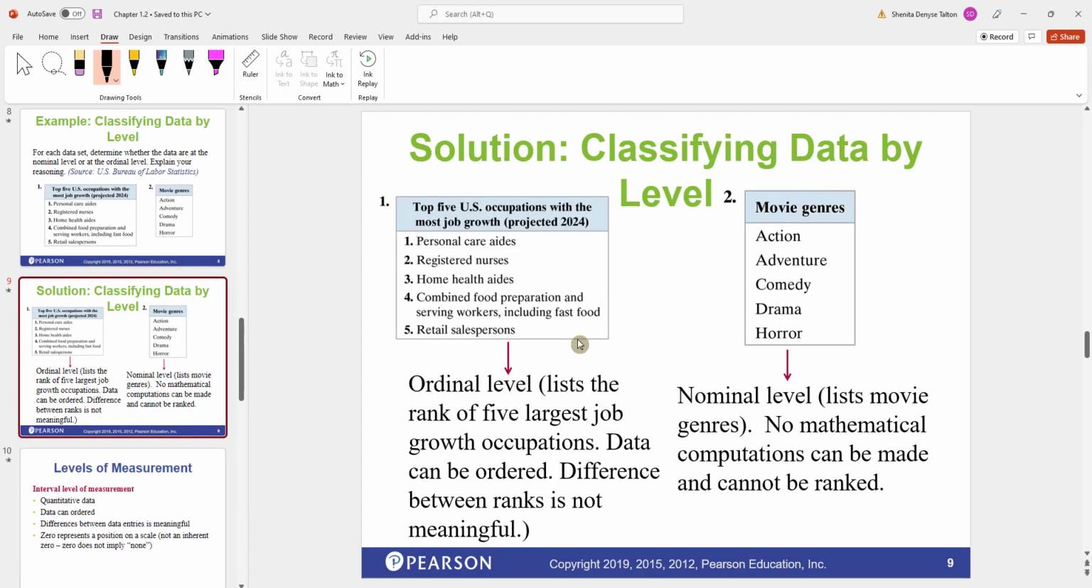Well, the first one would be ordinal, because you can rank the 5 largest job growth occupations. But the differences between the ranks is not meaningful. The movie genres would be considered nominal. They're just categories, and you can't do any mathematical computations on these, and they cannot be ranked.